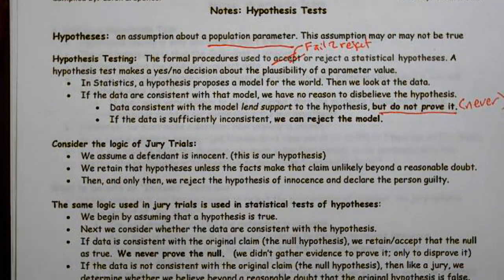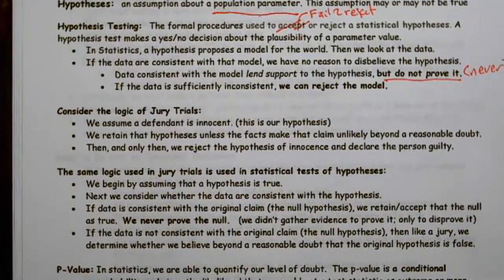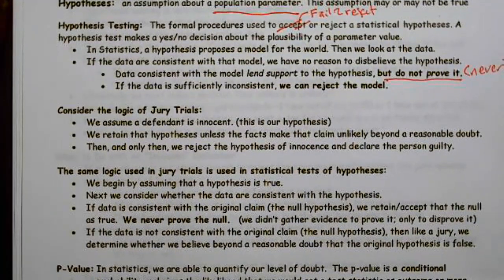So consider the logic of a jury trial. In the United States, we always assume the defendant is innocent. That's the null hypothesis. The alternative hypothesis is they are guilty. So what the prosecution does is collect some data, make a presentation, and try to prove that they are guilty. At the end of the trial, there may or may not be enough evidence to say that they're guilty.